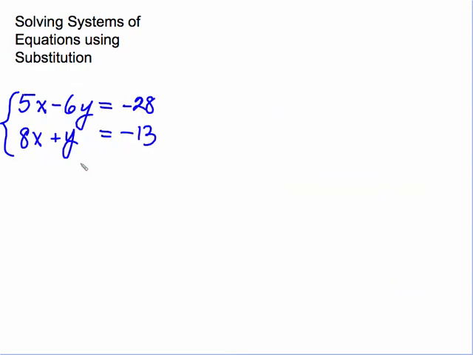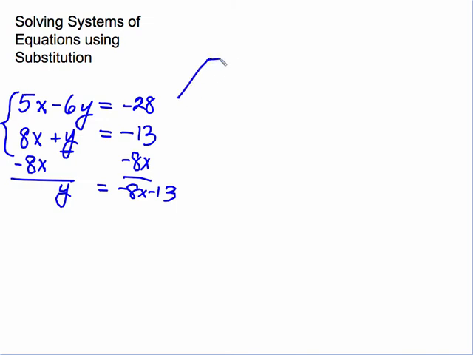In this example, neither equation is solved for y, but one of them has y with a coefficient of 1. So we can solve that equation for y and then solve the system. So if we take the second equation and we subtract 8x from each side, we get the equation y equals negative 8x minus 13. Now we can solve the system, and we'll write that up here.